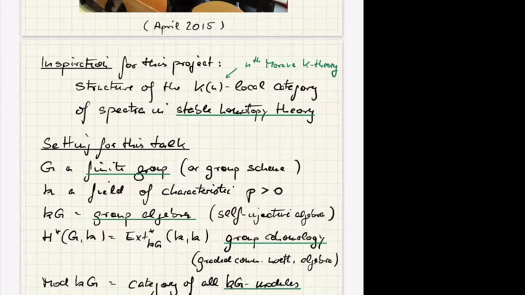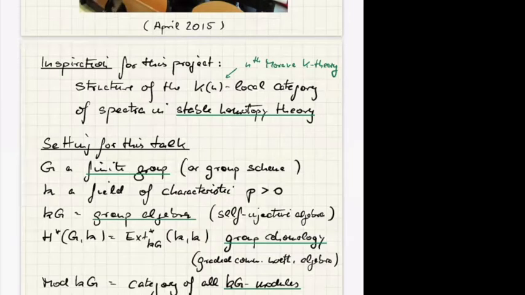We denote by H^*(G,K) the group cohomology, with coefficients in K, of course. You can think of it as the Ext or Yoneda algebra of the trivial representation. So think of K as the trivial representation, and the corresponding Yoneda algebra gives you the group cohomology. Well, it's one way of identifying the group cohomology. And there's a classical result telling you that this is a graded commutative Noetherian algebra. This goes back to Evens, Venkov, even Golod.